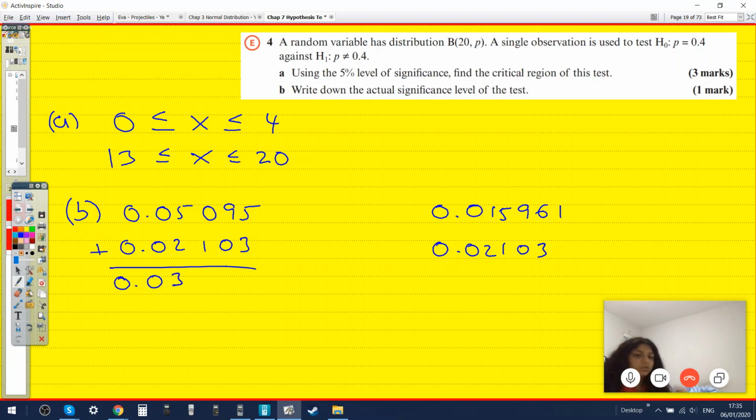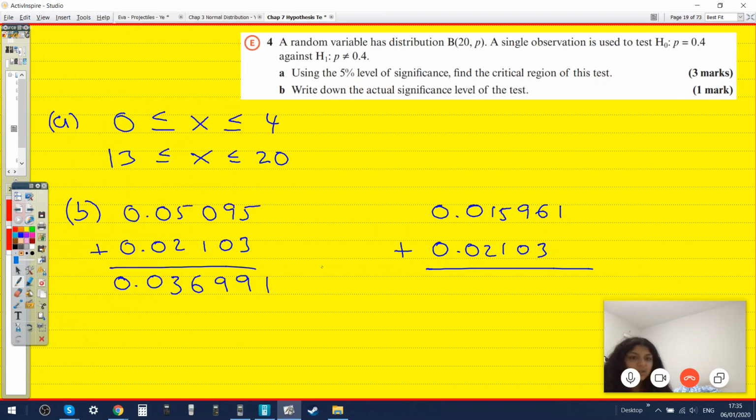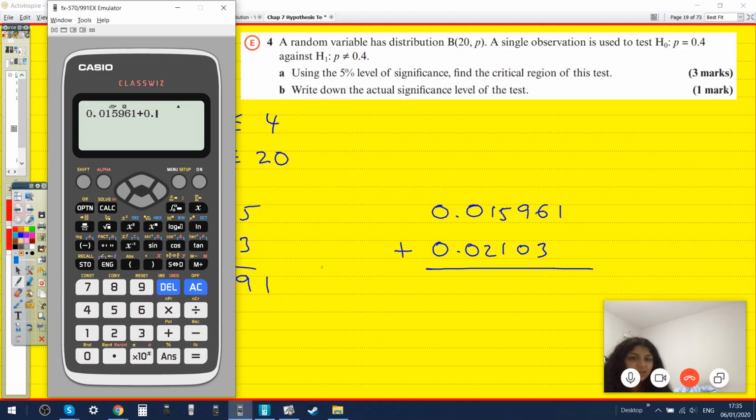0.036991. So was it 0.03? 36991. And I think that they're going to add these two. Oh yeah, because that's the one they got for. Is that what they're doing? No, that's what we did. That's the one I did. That's the one they did. Oh, so you just kind of corrected for that, did you?